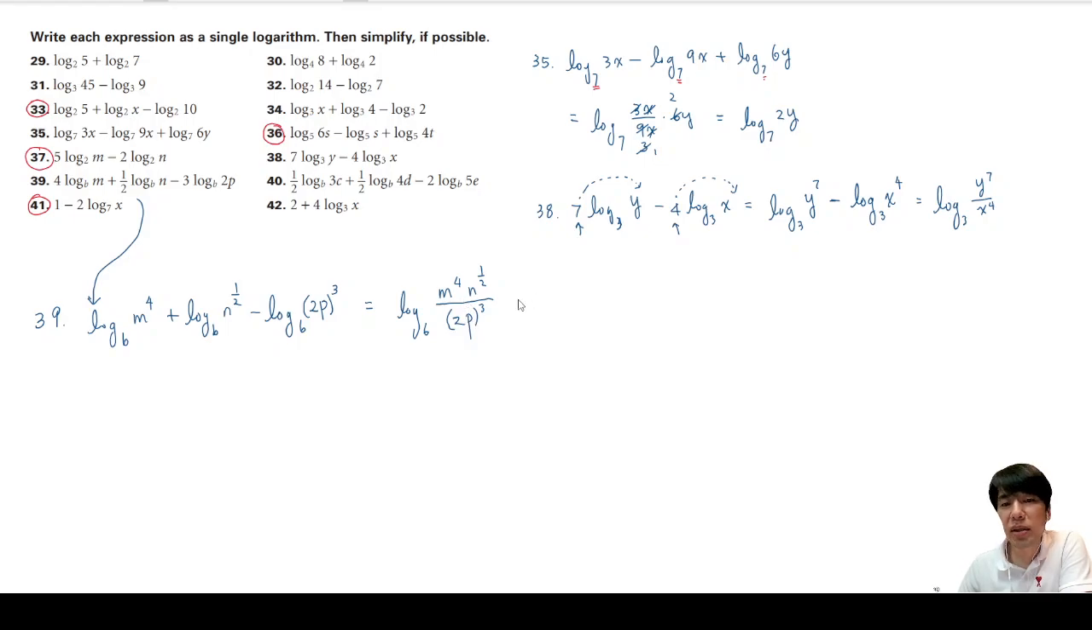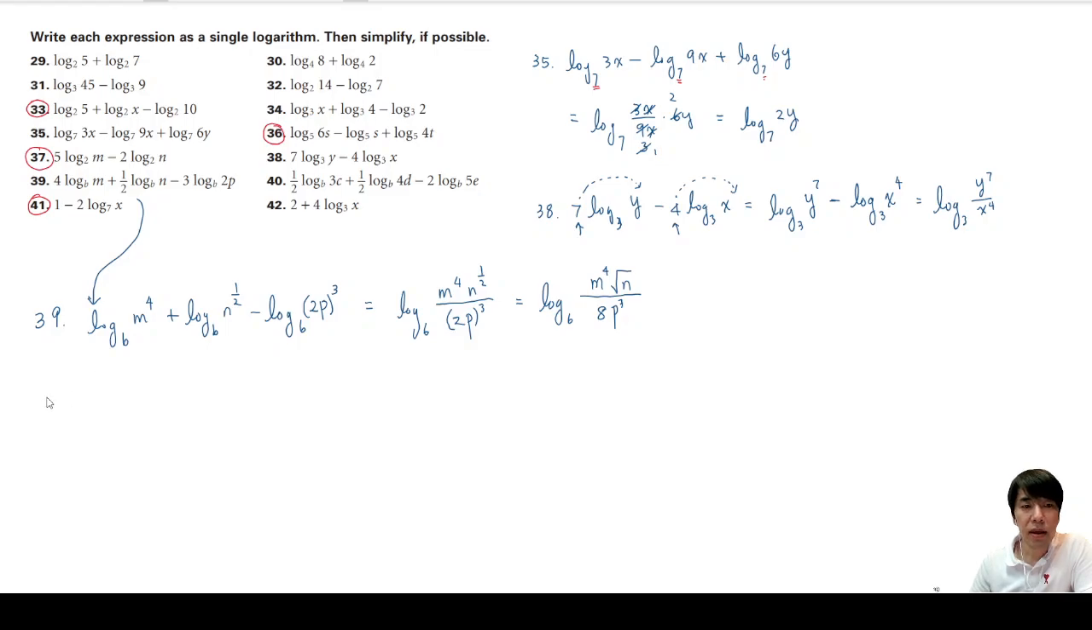If you want to rewrite this, you can calculate that cube there, so it becomes 8p cubed. Okay, and if you don't like this rational power, you can convert that into a what? Power of 1 over 2 is the same as square root, so that's square root of n. Okay, you can write it this way also. All right. 40 is very similar to 39, so I'll leave it up to you.